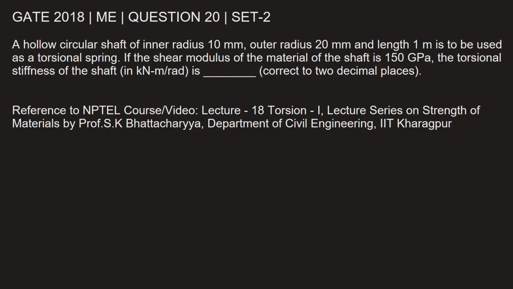Let's write the given information. So it is given outer radius is 20 mm, inner radius is 10 mm. Shear modulus G of the shaft is 150 gigapascal. Now as these values are given in mm, let's calculate everything in Newton and mm units. So if this is gigapascal, let's convert it to megapascal, that is 150 into 10 to the power 3 megapascal, and megapascal is equivalent to Newton per mm square.